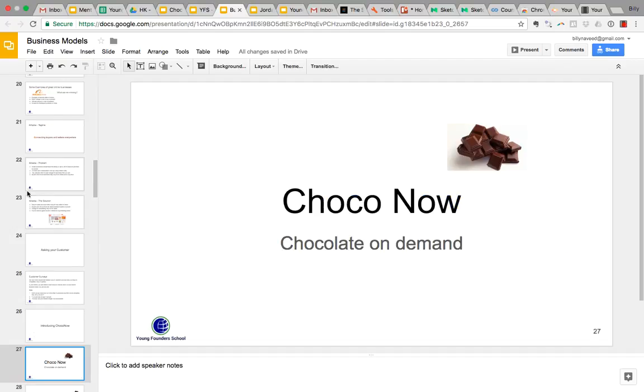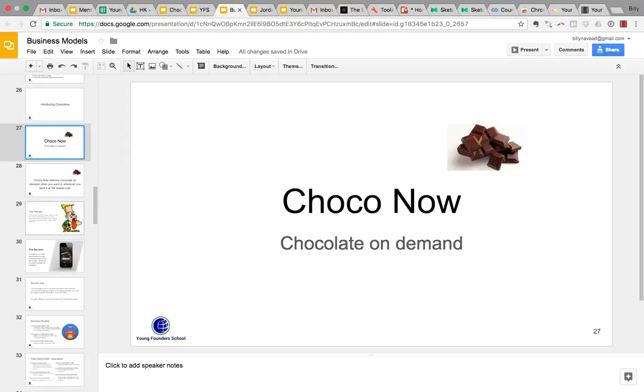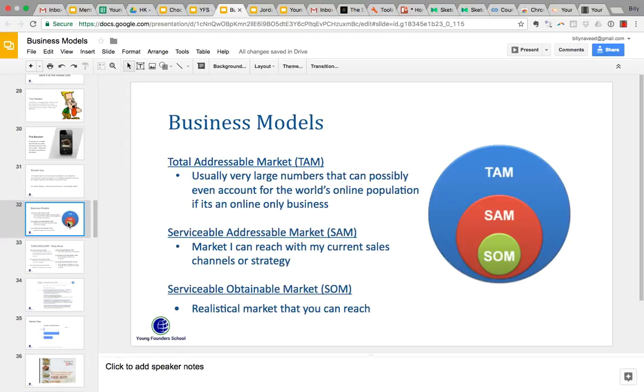And then I go through and introduce Choco Now. One thing we do talk about here, in terms of market size, is how do you figure out what is an addressable market? So remember, a TAM, a SAM, and then SOM.